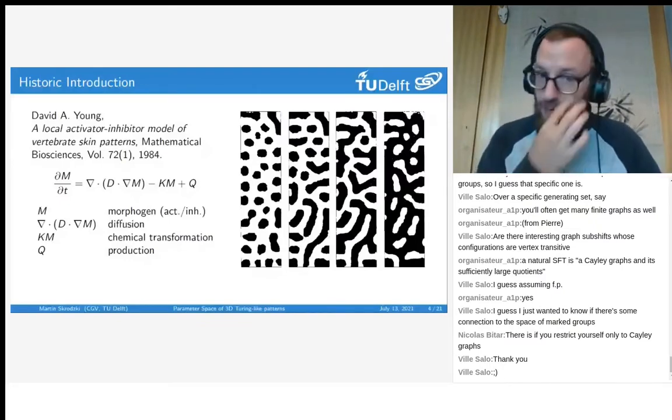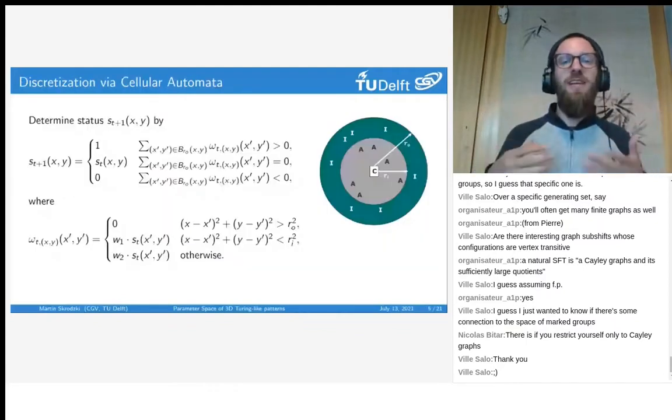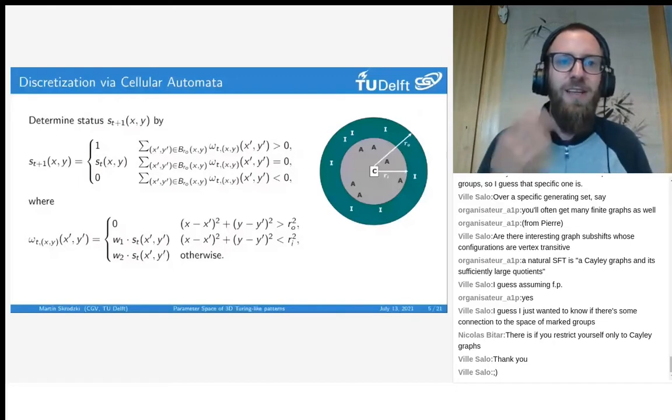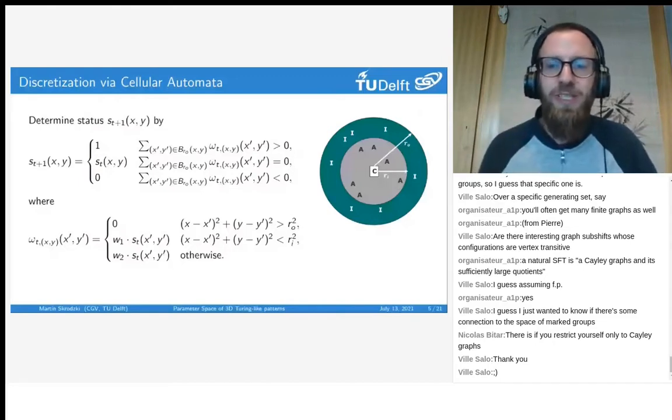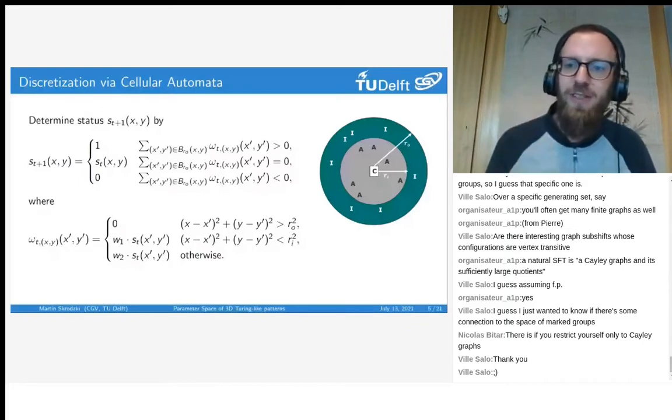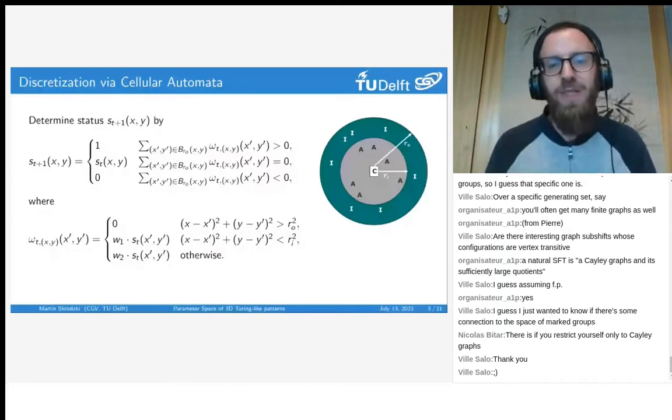All right, so how does this transfer to cellular automata? Well, the generalization to cellular automata is quite straightforward. You consider your central cell in the right-hand image here. There would be the cell C in the center.